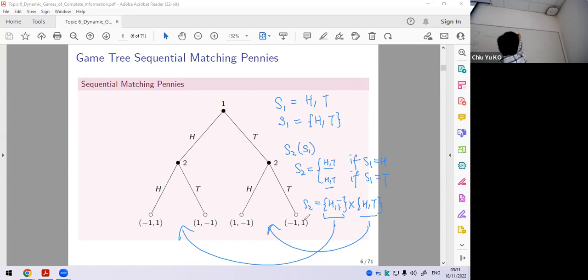And it can be, say, S1 is head, and S2 is, say, head. Okay, choose head on both sides. Okay, and we also have the outcome.